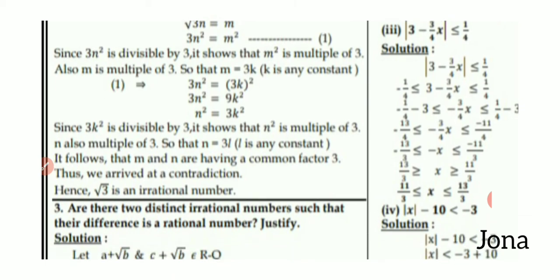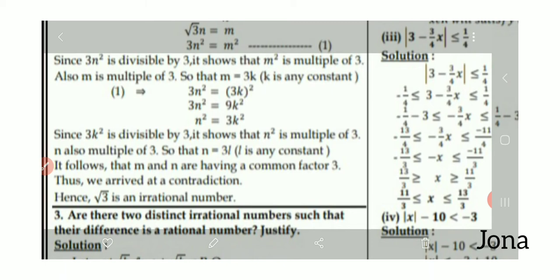Since 3k square is divisible by 3, it shows that n square is a multiple of 3. If n square is a multiple of 3, we can say n is also a multiple of 3. Therefore, we can write n equal to 3l.